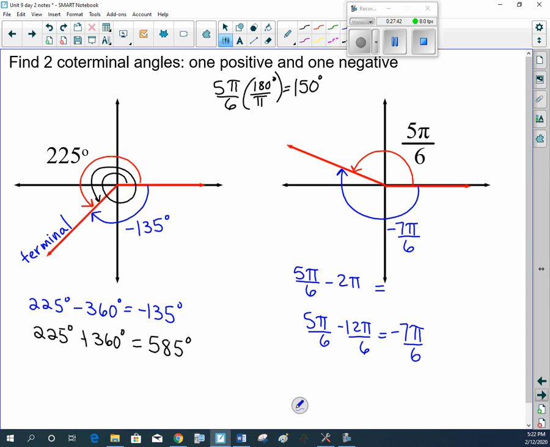And then it says to do a positive one. Well, to do a positive angle, I would start on my initial side. I would rotate around 360 degrees, which is 2 pi, and then I would rotate the rest of that angle measure, that 150 degrees, which is 5 pi over 6. So to get that last answer, I would take my 5 pi over 6 and add 2 pi to it.